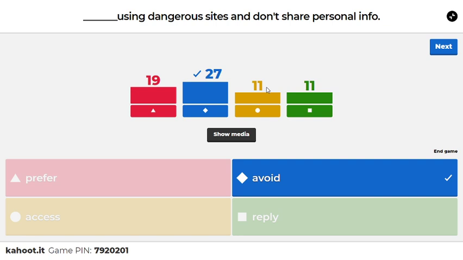Okay, avoid. Avoid. Let's see what it means. 27 people knew the correct answer. Çocuklar, prefer tercih etmek demek, avoid kaçınmak demek, access yetkisi olmak ya da izni olmak demek, reply cevap vermek demek. Diyor ki, using dangerous sites. Avoid using dangerous sites. Tehlikeli sitelerde kullanmaktan kaçının diyor. And don't share personal info. It is same for all of you guys. Kişisel bilgilerinizi paylaşmayın diyor. Bu cidden de önemli. Dedikten sonra bakalım. Let's see the scoreboard.